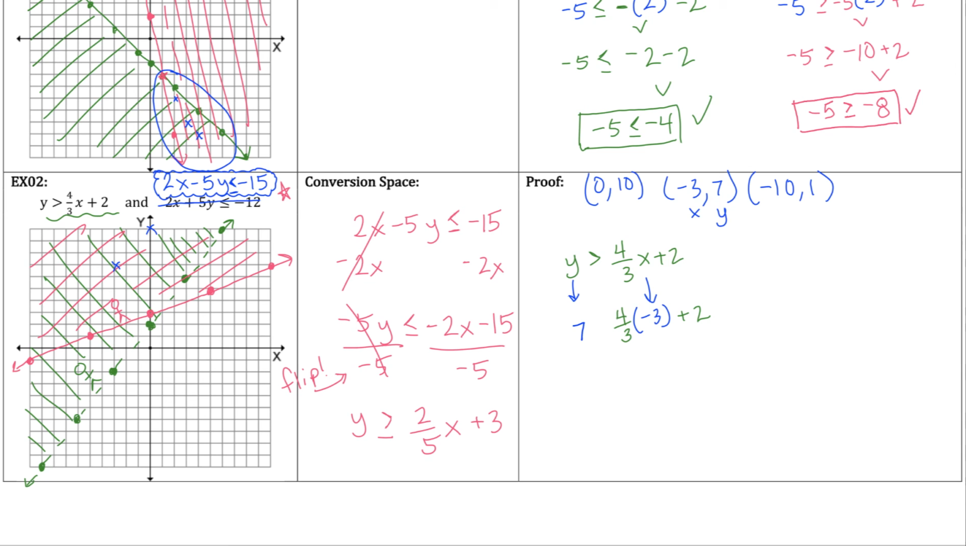So the 7 should be greater than 4/3 times negative 3. So positive times the negative is a negative. 4 times 3 is 12 divided by 3 is 4. That was handy. Sometimes you'll get a decimal here. Don't worry. If you do, it's still going to work. So you get 7 should be greater than negative 4 plus 2. Negative 4 plus 2 is negative 2. And 7 is in fact greater than negative 2.